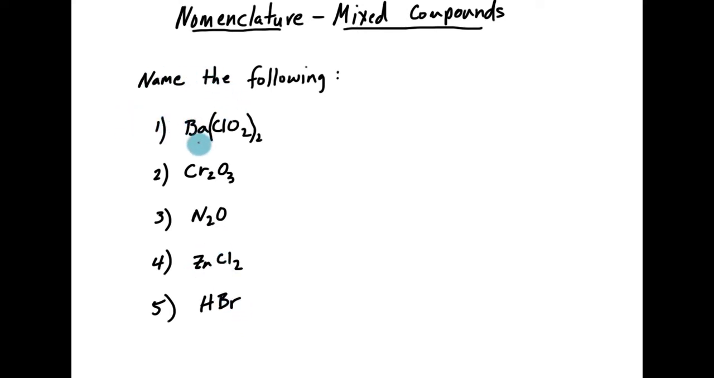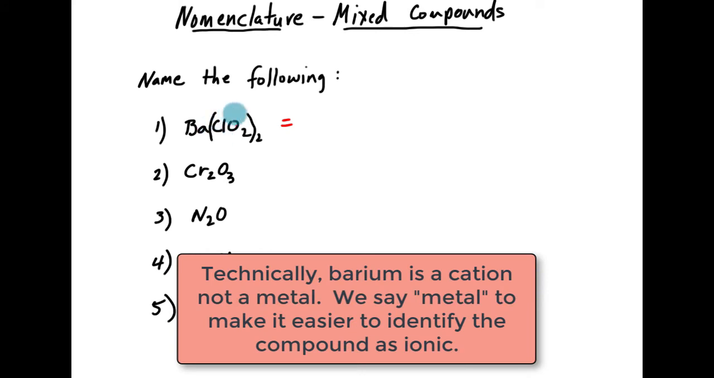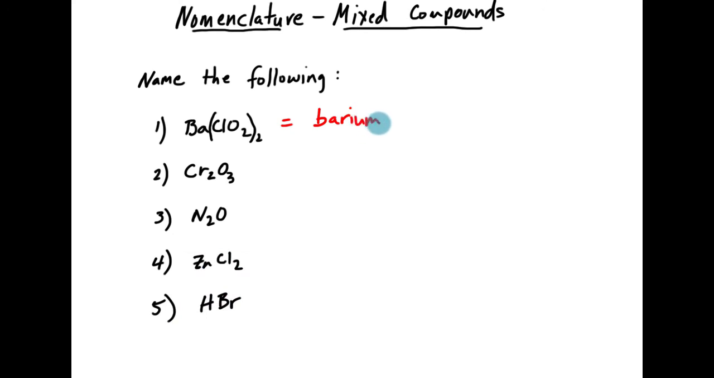Alright, so number one, we've got BaClO2 with a 2 out here. First thing I'm going to do is identify this as either ionic or molecular. Since I have barium in here, that's going to be ionic, because it's a metal and a polyatomic ion. Right away I'm going to use my rules for ionic compounds. Barium is an alkaline earth metal, not a transition metal, so there's no stock number. Whenever I'm writing names, I'm looking for stock numbers, so no stock number here. And this polyatomic ion I know as chlorite, so that would be barium chlorite.